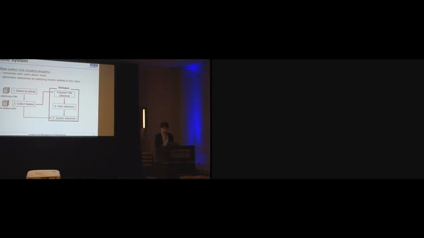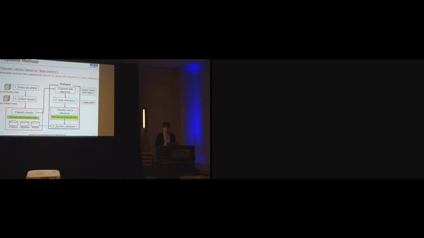Number one is to select a news article, and number two, collect tweets related to the news. And number three, start a dialogue by creating an utterance from the news title. Number four is a user utterance. And number five is to select one tweet.